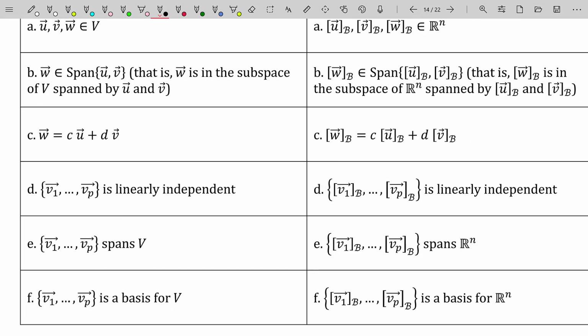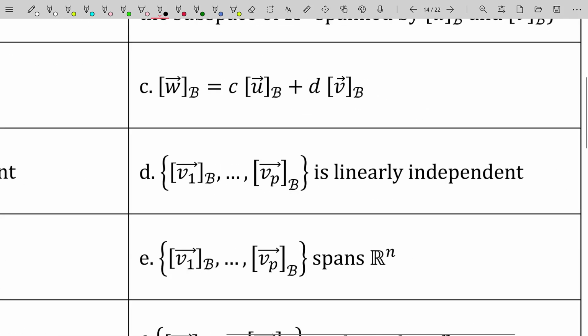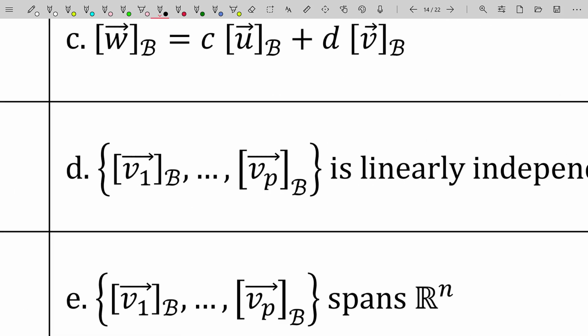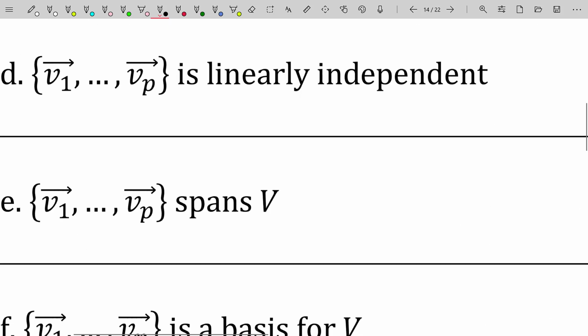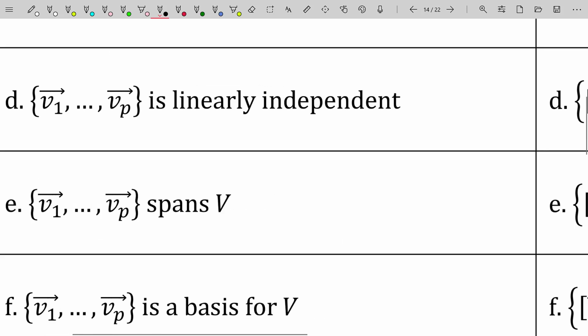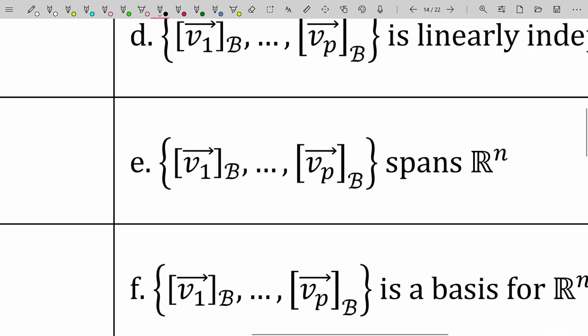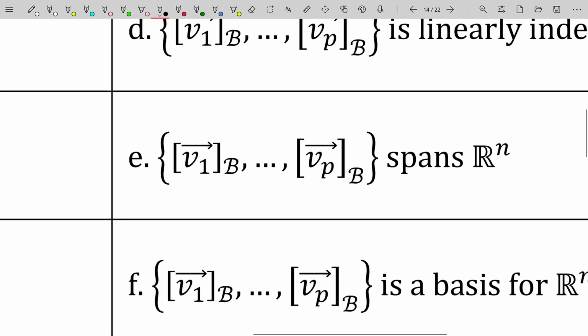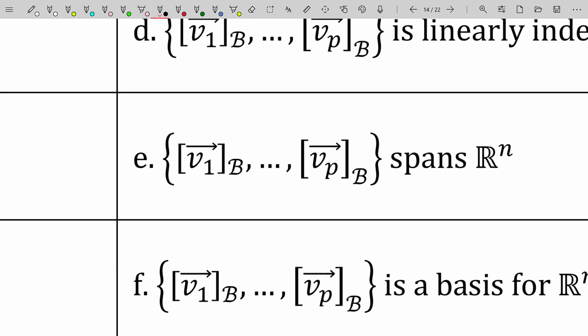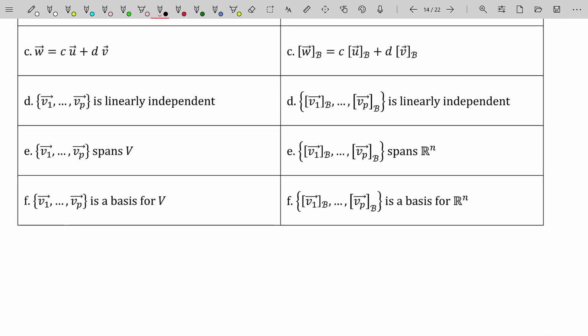Part D just says, if you've got a bunch of linearly independent vectors from your abstract vector space, guess what? This is kind of the coolest part to me. Their coordinate vectors will also be linearly independent. If you have a set that spans your vector space V, then the coordinate vectors for those vectors from the vector space V will also span the vector space Rn. And that kind of implies the last one. If you have a basis for the vector space V, the coordinate vectors for each of those basis vectors will also be a basis for the vector space Rn.